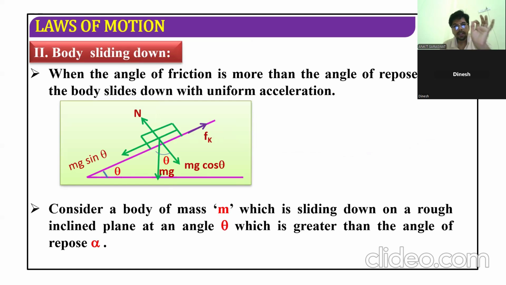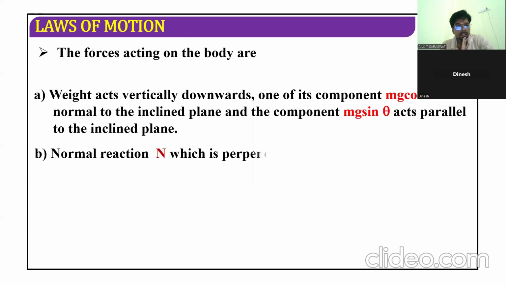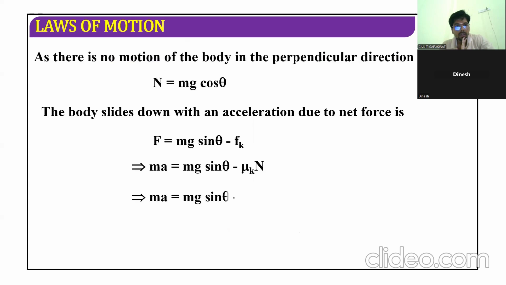Simple. If theta is more than alpha, it definitely moves. If it is moving, there is kinetic friction. That is clear. Very simple. I will explain also.